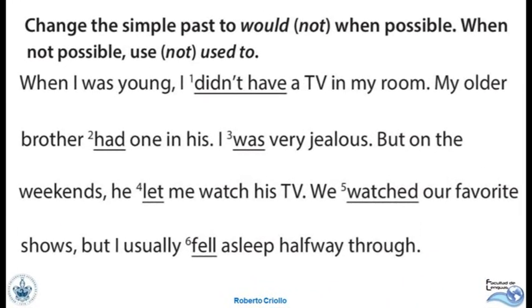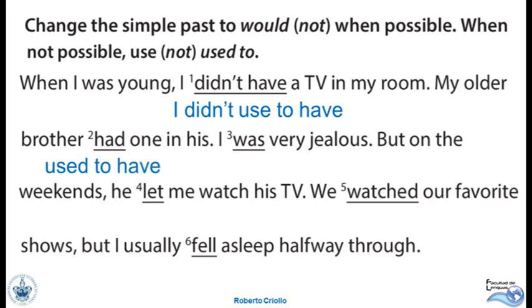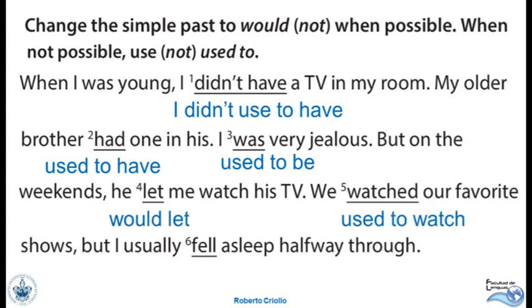We'll finish this lesson by doing the exercises in the book, changing the simple past to would or not when possible, and then when not possible we would use used to. Let's do it. When I was young, I didn't used to have a TV in my room. My older brother used to have one in his. I used to be very jealous, but on the weekends he would let me watch his TV. We used to watch our favorite shows, but I usually would fall asleep halfway through.